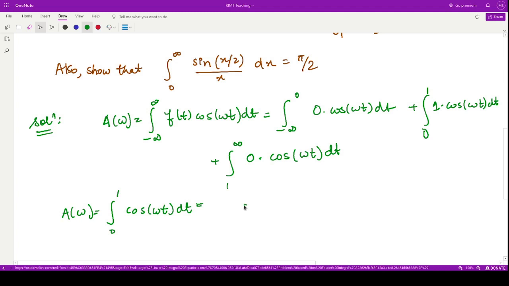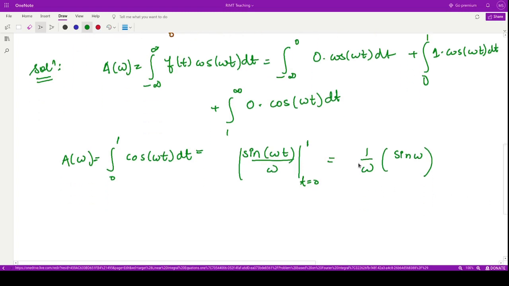Its integration is quite simple. We have sin omega t divided by omega, with the limits of t varying from 0 to 1. So I can write omega outside: when you substitute the upper limit, it is sin omega, and when you substitute the lower limit, it is sin 0, and sin 0 is 0. So A(omega) is sin omega divided by omega.